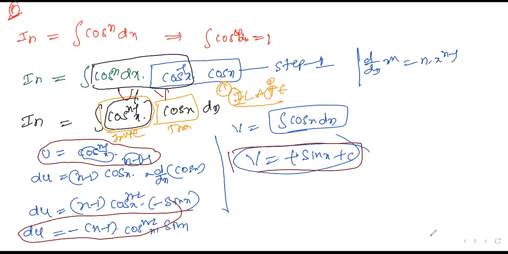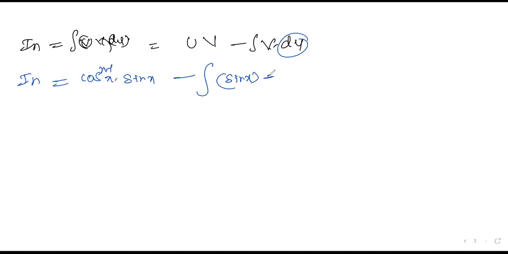So du, very important, it's minus (n minus 1), right? So minus of (n minus 1) into cos power n minus 2 x. Then after, what is the thing you got? Sin x, minus (n minus 1) into cos power n minus 2 x into sin x. Still, no doubt at all.